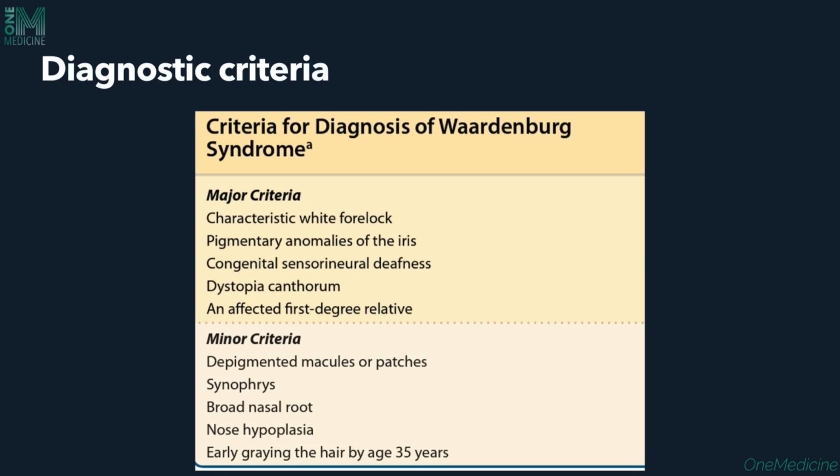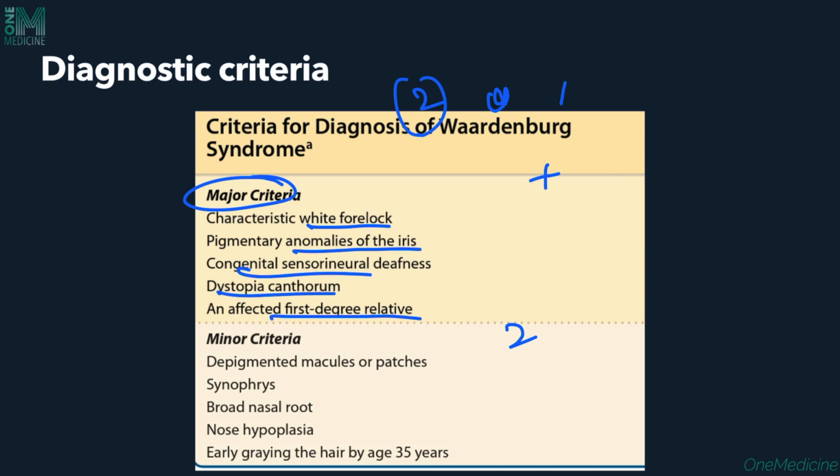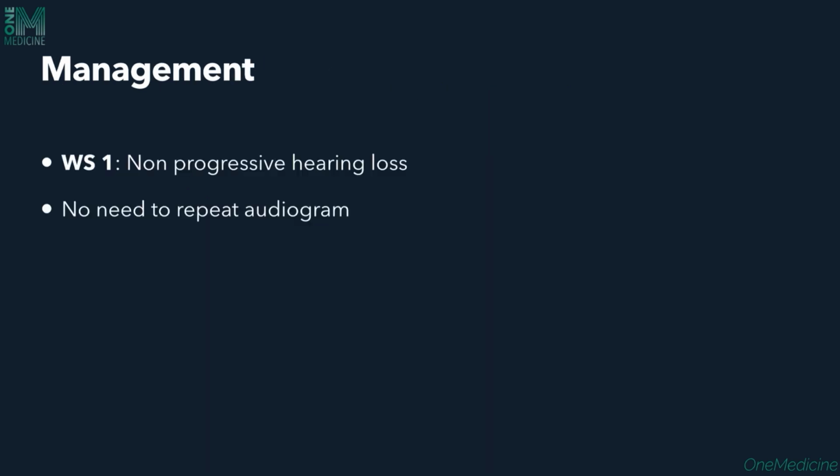Diagnostic criteria: we need at least 2 major criteria, or we need 1 major plus 2 minor criteria for diagnosis. The major criteria involve characteristic white forelock, pigmentary anomalies of the iris, congenital deafness, dystopia canthorum, first degree relative. Minor criteria are depigmented macule, synophrys, broad nasal root, nose hyperplasia, graying of hair in less than 35 years, premature graying. Management: it's a non-progressive hearing loss, no serial audiogram to be done.